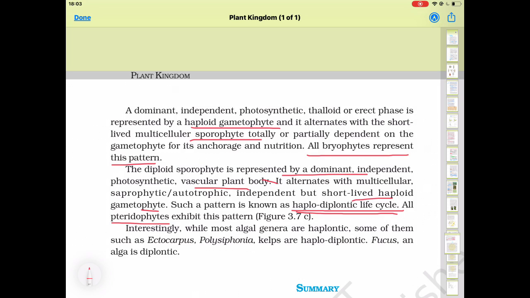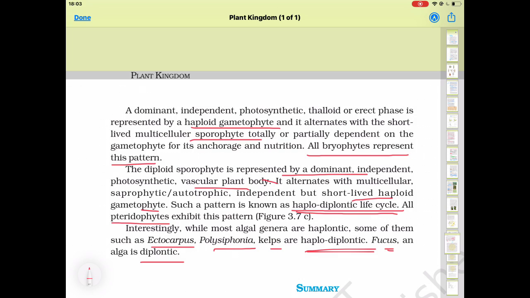Interestingly, while most algal genera are haplontic, some of them such as Ectocarpus, Polysiphonia, kelps are haplodiplontic. These are the exceptions. Mainly the algae show haplontic life cycle, but some algae show haplodiplontic life cycle also, and Fucus, which is also an alga, shows diplontic life cycle. So these are the exceptions. Learn the names also, can be asked for 1 mark question.